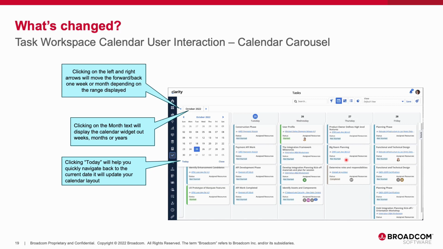either week or month range as need be. And then say if you want to get back to the current date real quickly, you can go into the calendar carousel and click Today, and it'll bring you back to today, to quickly get you back to the current date.